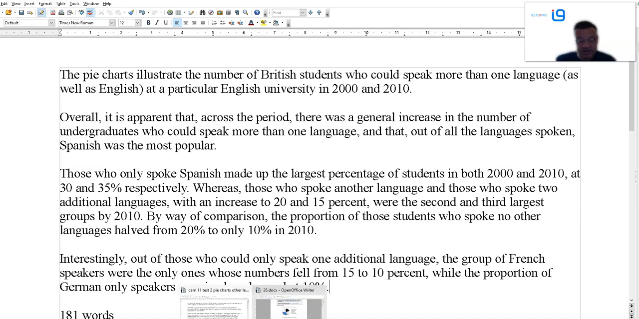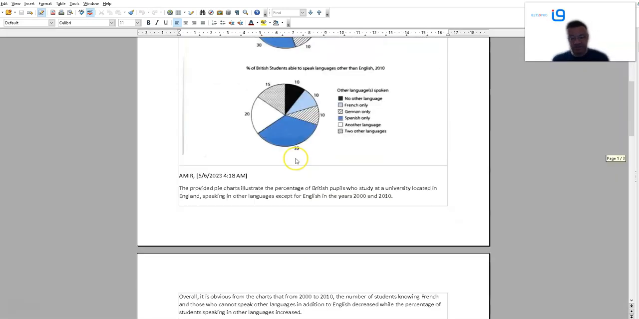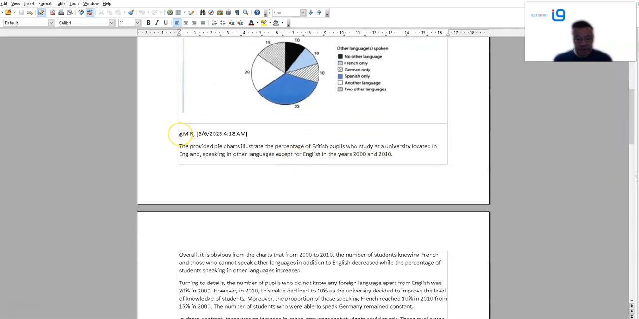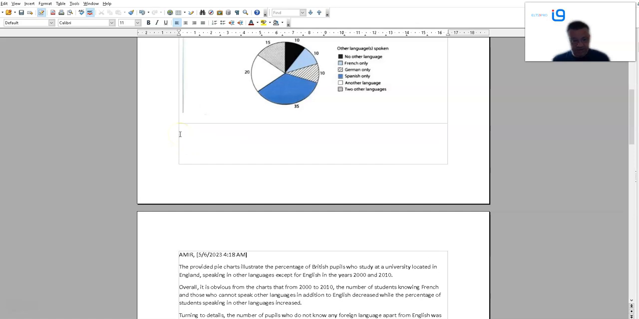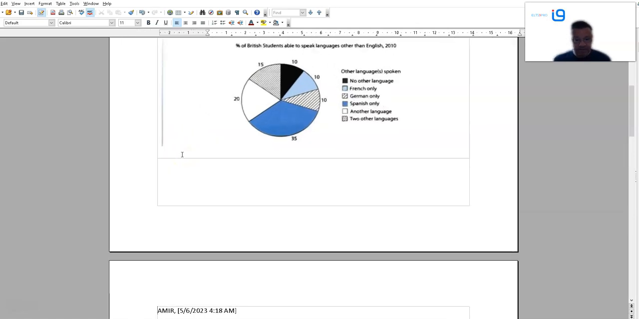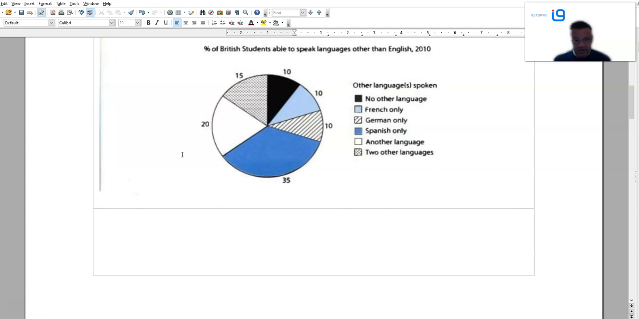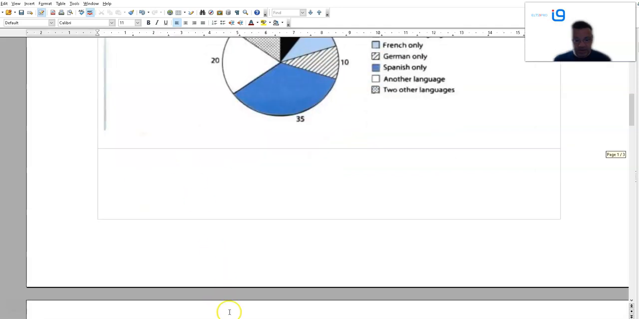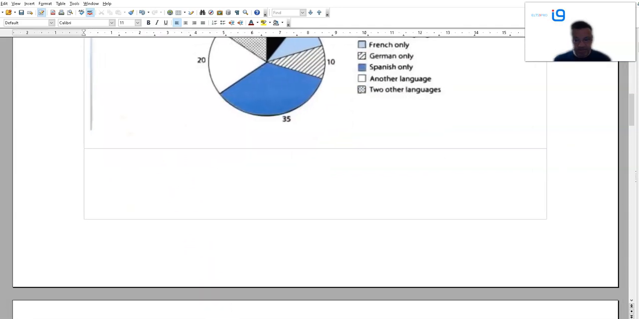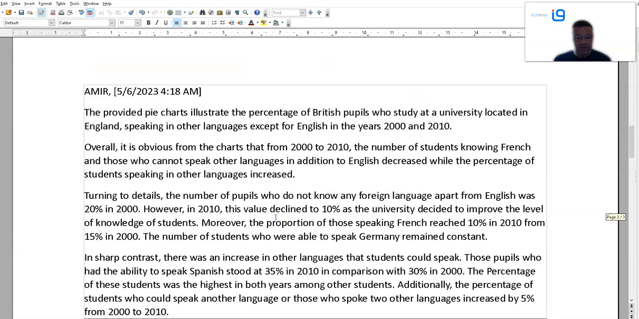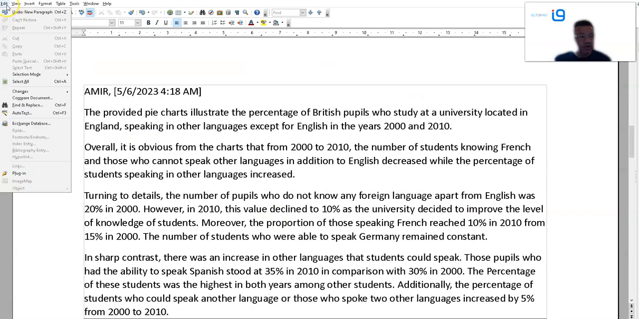Okay, so let's have a peep at this one. Now, let me just push it down a little bit. Make this a little bit larger. Okay. So, put the changes on.